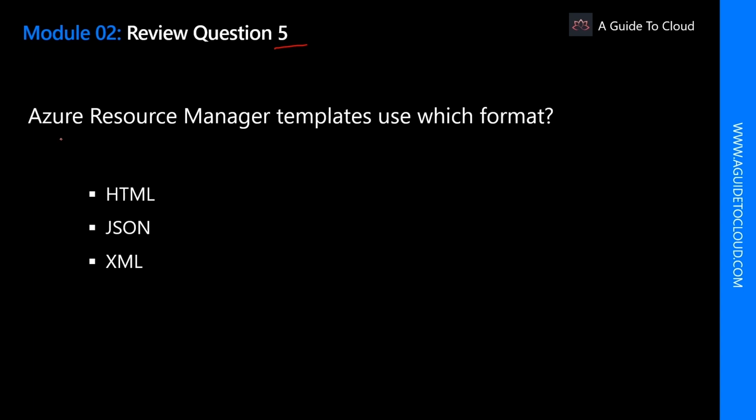So we have used a couple of templates now to deploy VMs using ARM template. What sort of a format does it use? Is it HTML? Definitely not. Is it XML? No. The correct answer is JSON. Resource Manager templates are JSON files that define the resources you need to deploy for your solution. You can use templates to easily recreate multiple versions of your infrastructure, such as staging and production.